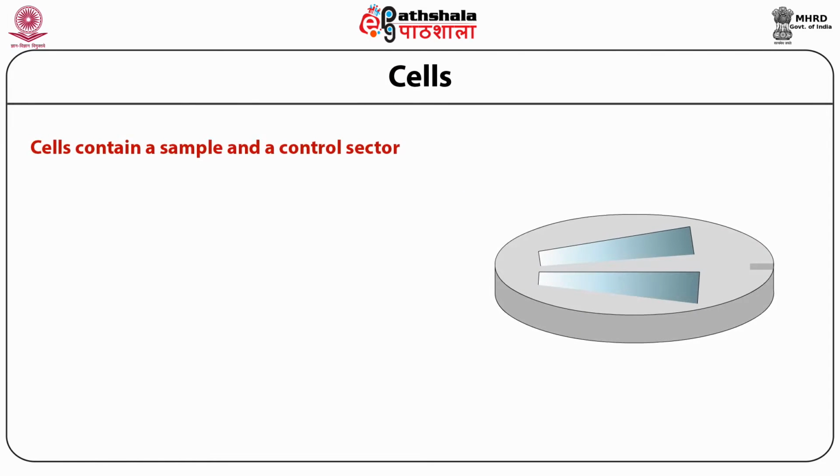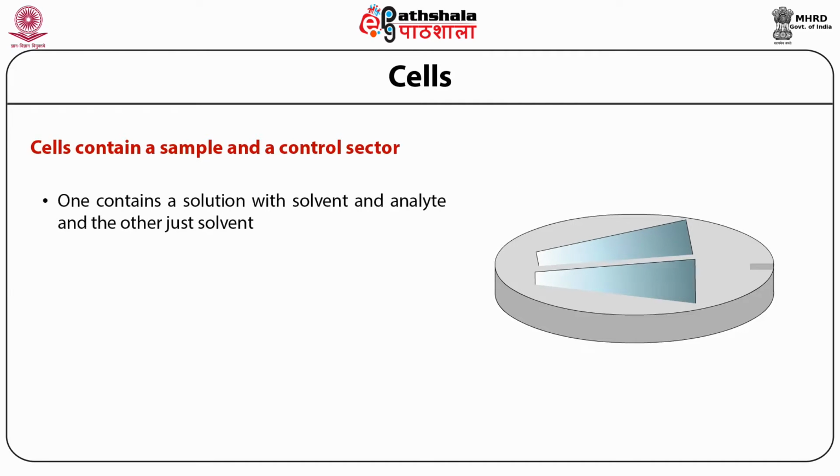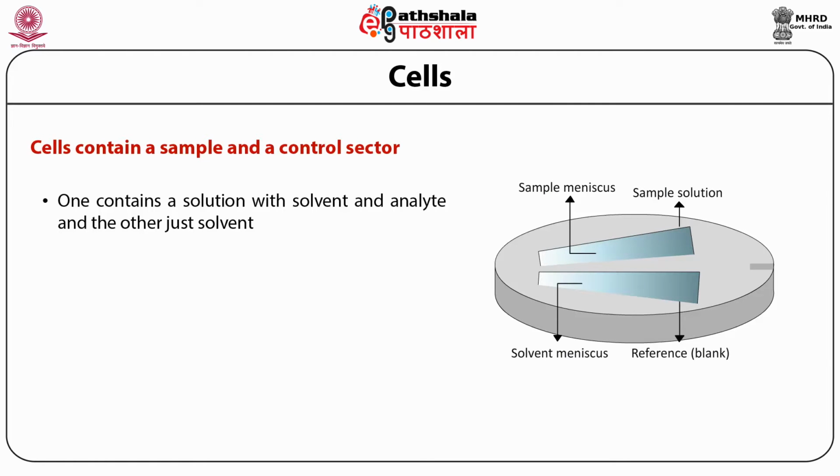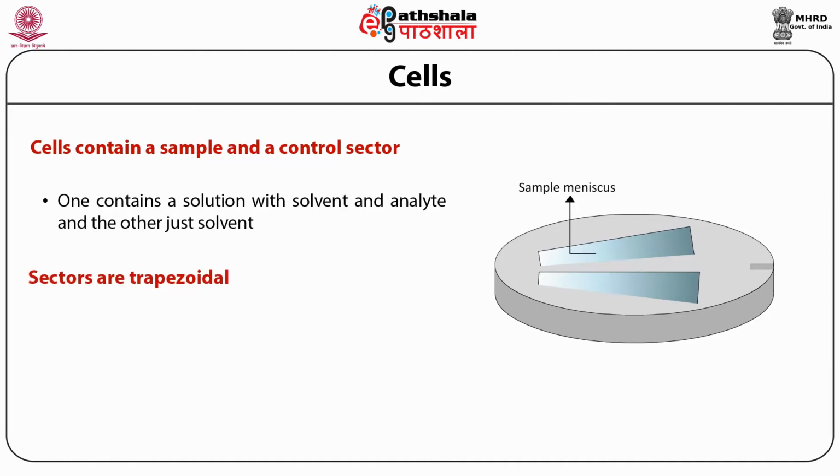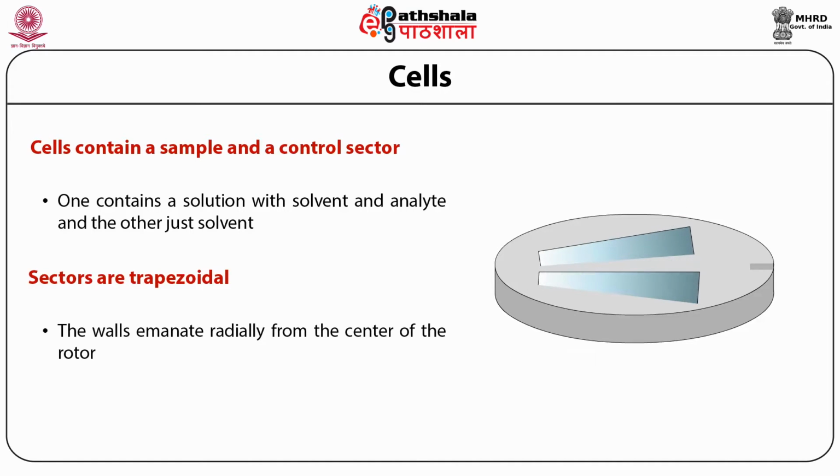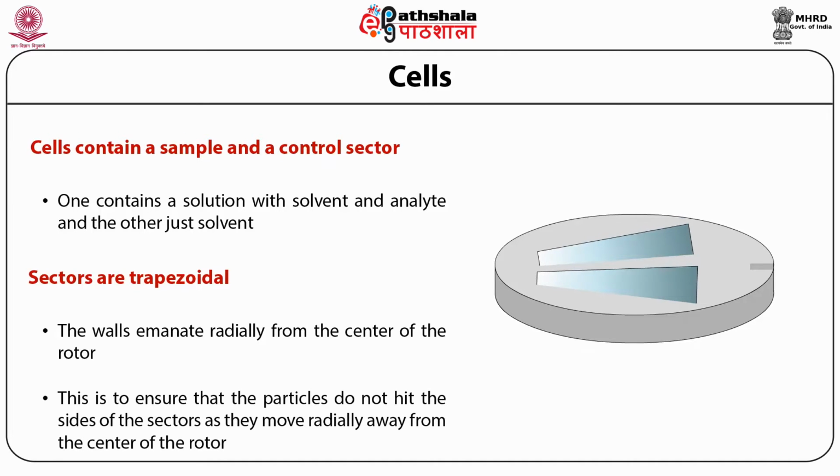Cells of the analytical ultracentrifuge are a very important component. They contain a sample sector and a control sector. One contains a solution with the solvent and analyte, and the other contains the solvent for adjustment. The sectors are trapezoidal. The walls emanate radially from the center of the rotor. This is to ensure that the particles do not hit the sides of the sector as they move radially away from the center of the rotor.